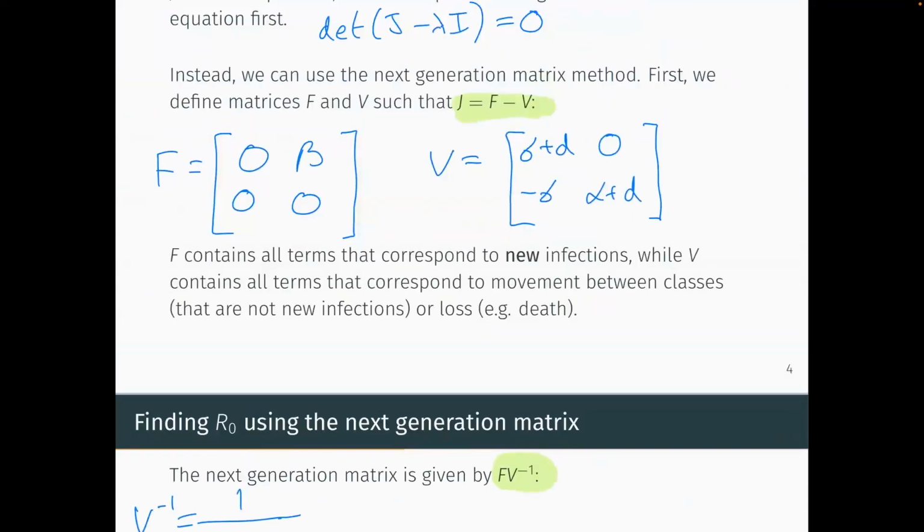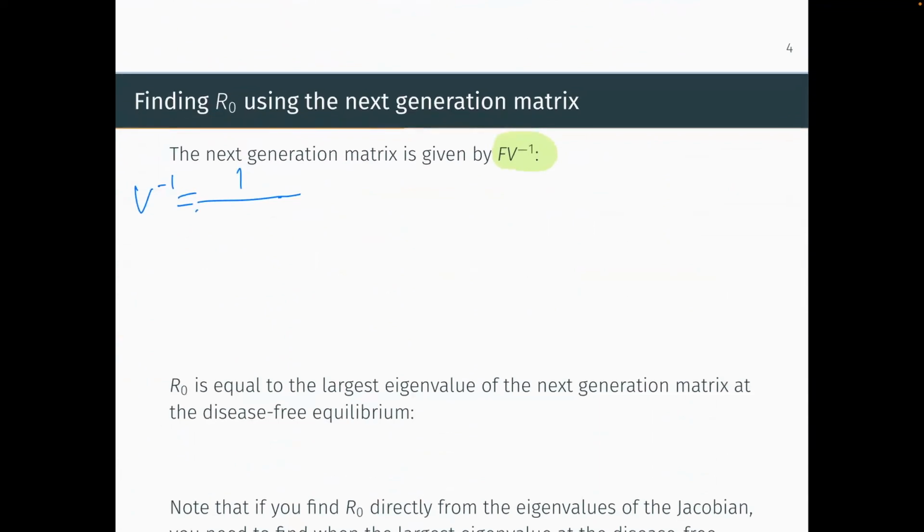So the determinant of V is just going to be the product of the elements on the main diagonal. So sigma plus D times by alpha plus D is going to be our determinant. So we do 1 over the determinant times by the rest of the elements.